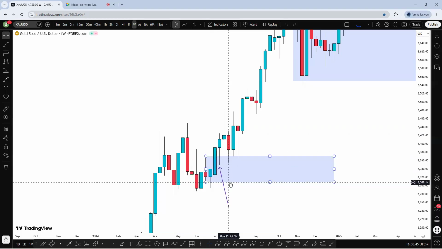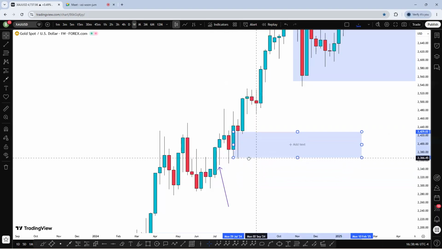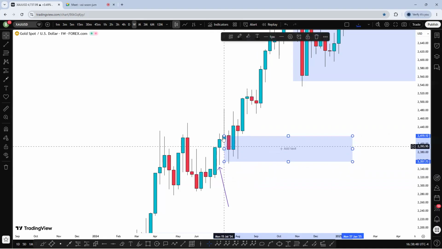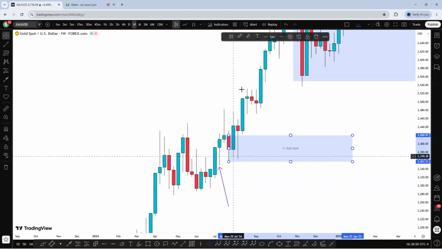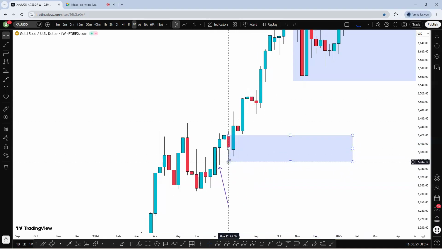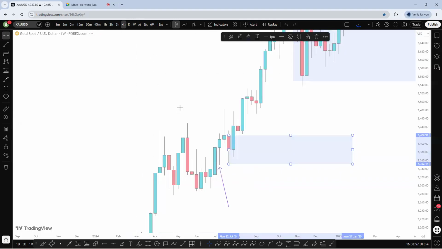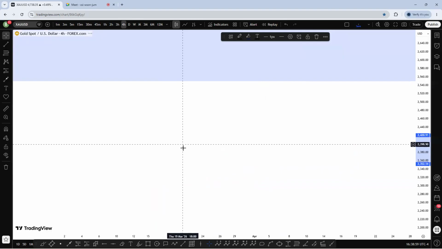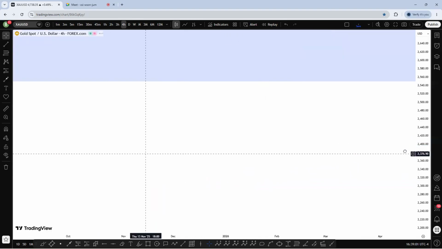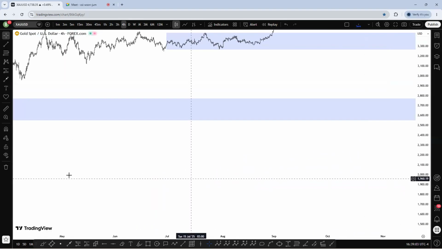So another zone here, another opportunity to go higher. You will use daily and 4 hour for these zones. Usually on gold, you need to use a bit lower time frame because it's very volatile.